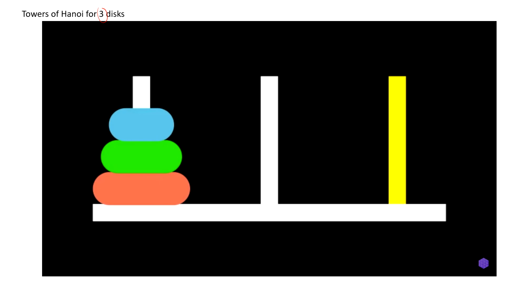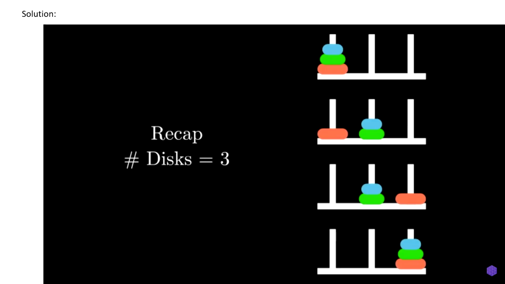Now, you can see 3 disks are here and we need to take all those 3 disks over here, such that the disk with the greater radius must be at the bottom and the smaller one must be at the top. What to do? Let us see. How can one think about it? Here we have 3 disks. Let us say n equals 3.